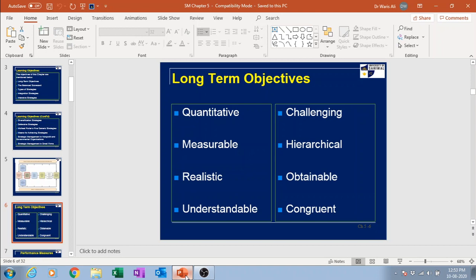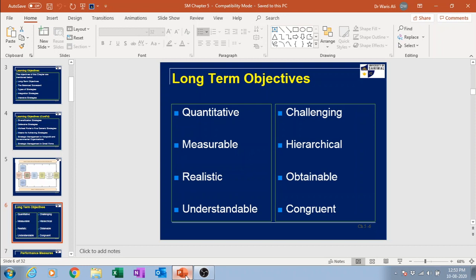For example, if you say that we want to bring structural changes in our organization and want to improve the culture of our organization in the next 3 years, it is not measurable somehow. So objective must be measurable. For example, if you say that we want to increase our sales by 20% in the next 3 years, now it is quite clear that you want to increase your sale by 20%, and secondly, sales can easily be measured, that how much increase has been noticed in the next 3 years. So it must be measurable, and it must be realistic.